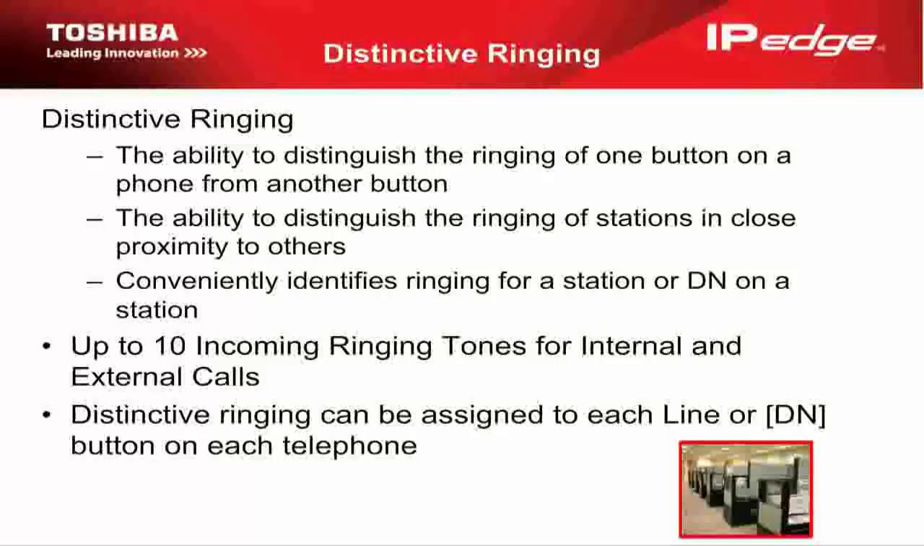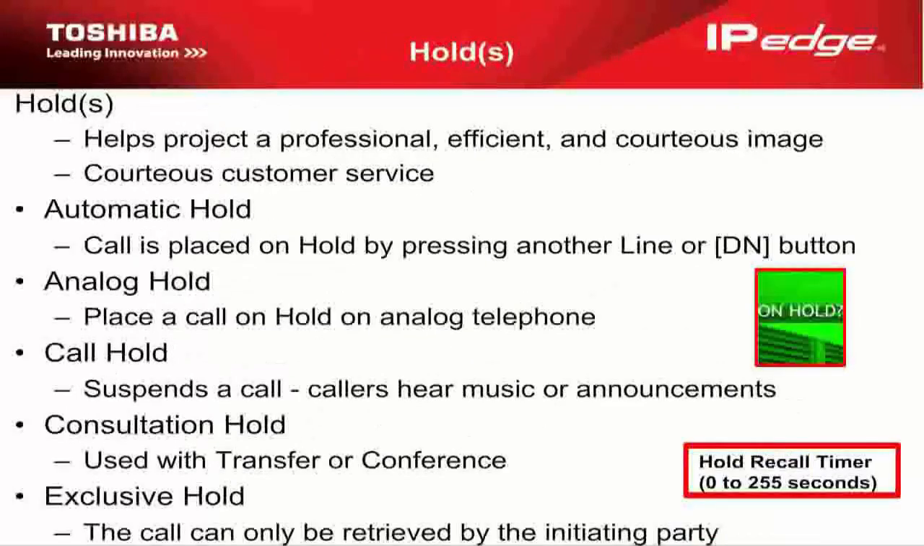Users sometimes need to distinguish the ringing of one button on their phone from another button, and sometimes stations in close proximity to one another need to distinguish the calls on one desk from another. Typically, multiple sounds are used to provide this distinction. Distinctive ringing can be assigned to each line or DN button on each telephone. With IPedge, you can set up to 10 different incoming ringing tones for internal as well as external calls.